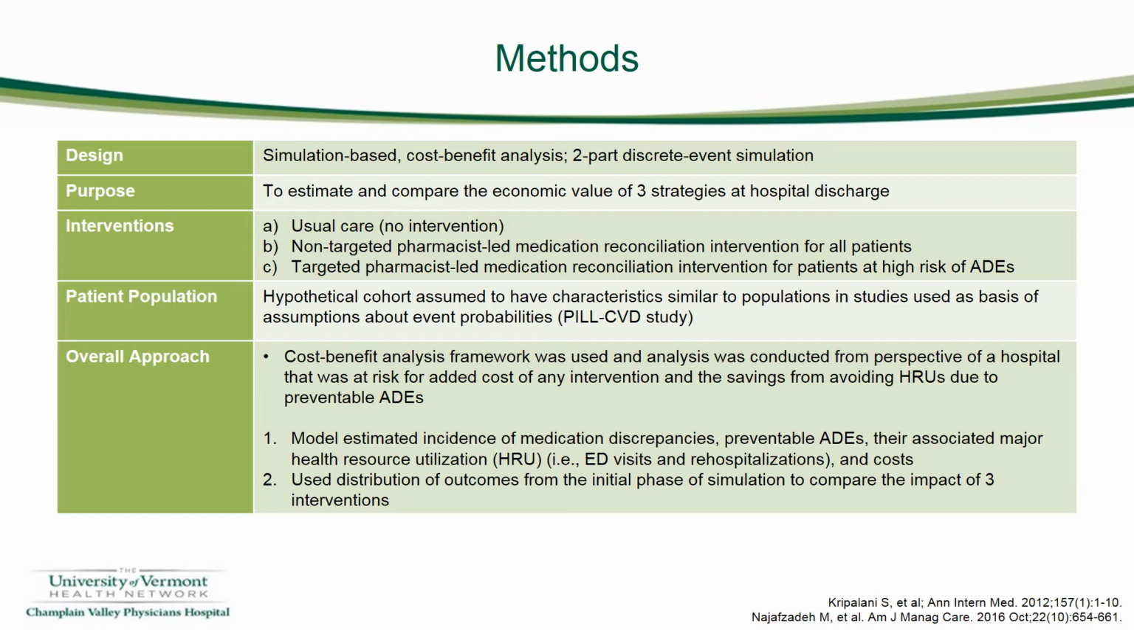They used a hypothetical simulated cohort that was assumed to have characteristics similar to populations in previous studies that the authors used as the basis for their assumptions about event probabilities. Specifically, the characteristics of their patient population closely mimic those of the patients in the pill CVD study, and we'll talk about that on the next slide in a little more detail.